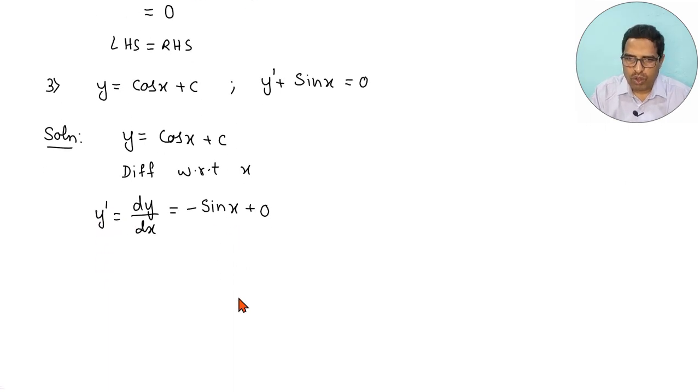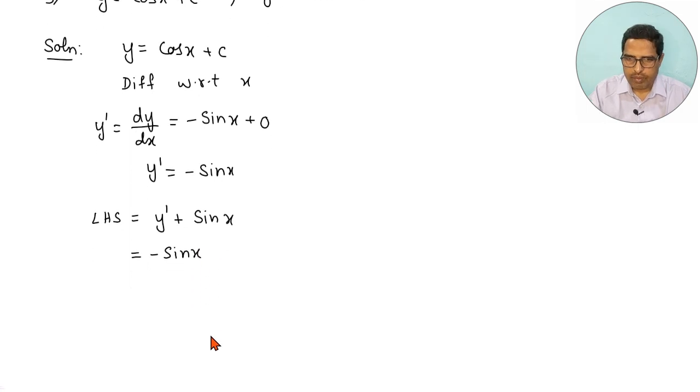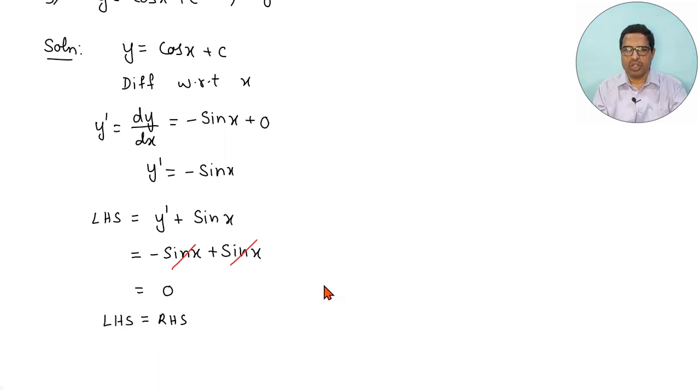So therefore we have got y dash equals minus sin of x. Now let us take the differential equation. The LHS of the differential equation is y dash plus sin of x. So just try to substitute this value of y dash. The y dash value is minus sin of x, and this plus sin of x will be as it is. We see that the positive and negative values will get cancelled, and we get the value to be equal to 0. So hence we have verified the given differential equation. LHS is equal to RHS.